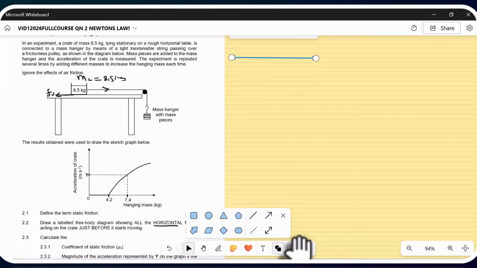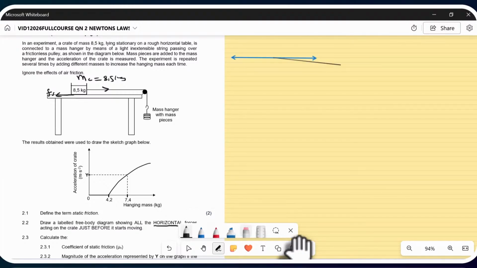So for the free body, you must put a dot here to show the free body. They said just before it starts to move, so they're equal. So this side we have the tension force, this side we have the static frictional force just before it starts to move. That will be our maximum static frictional force.